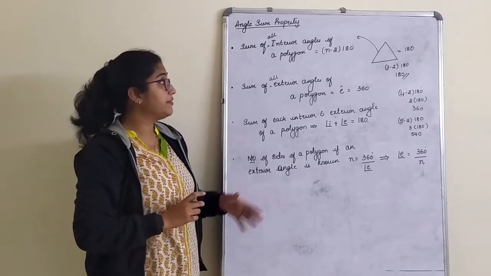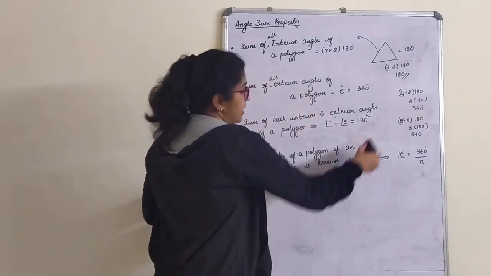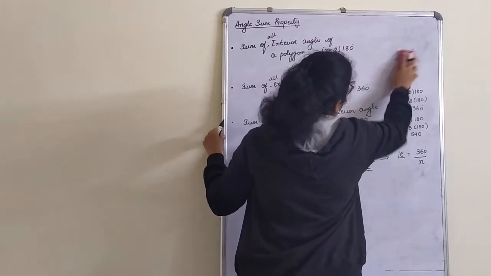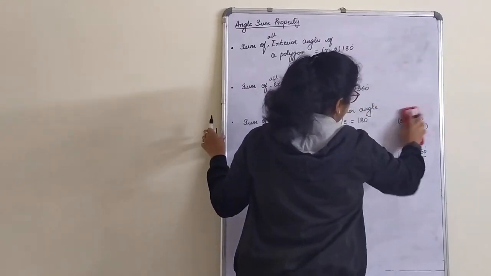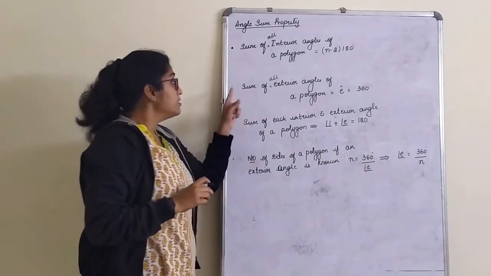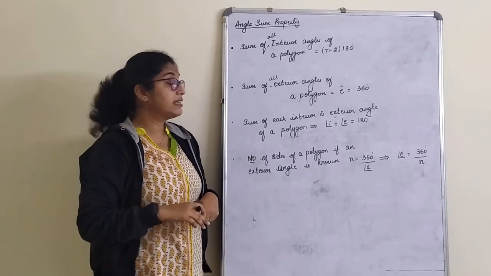So what is the formula we apply? (n minus 2) into 180. I'll just erase this, which is not required. That is for your convenience. If you want to write examples, you can write them. But remember this, the second formula: the sum of all exterior angles of a polygon is 360.